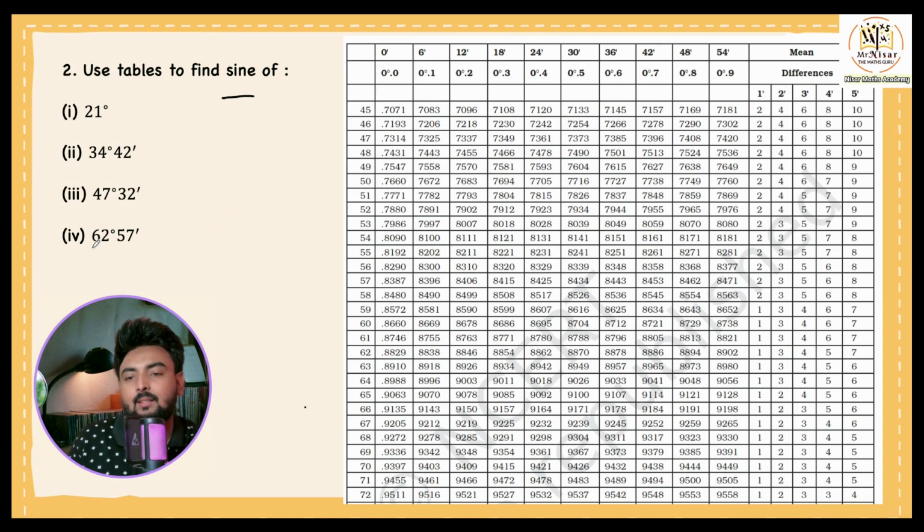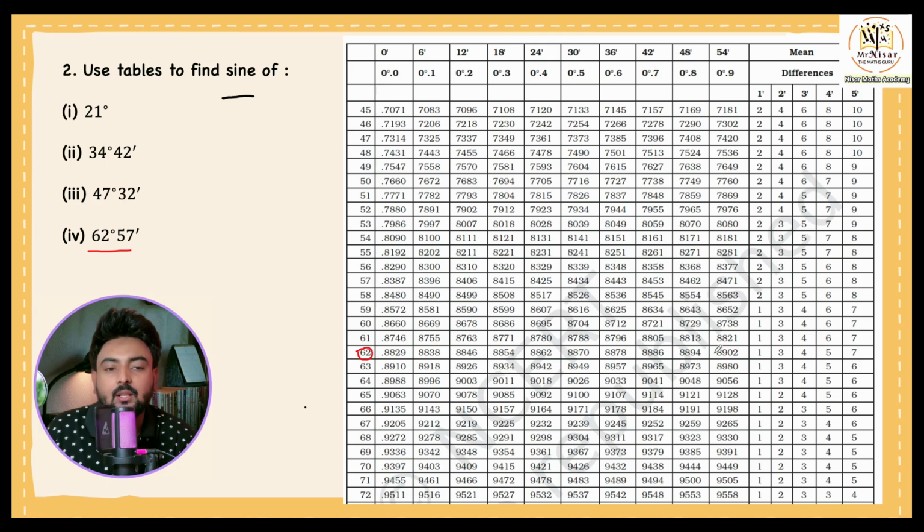we have is 62 degree 57 minutes. You have to find the value of sine 62 degree 57 minutes. Children, how will you be solving here? First of all, we'll go in sine 62 degree. Then we want 57 minutes, but we don't have 57 minutes. What we have, the previous to 57, is 54. So we'll take 54. That is 0.8902.